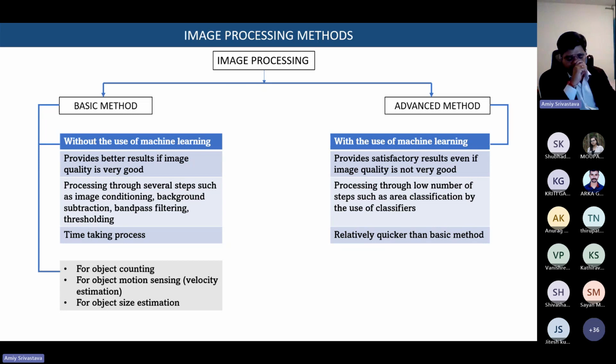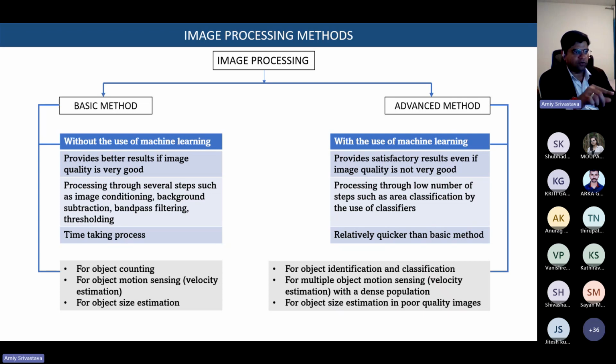But it needs computational power, and for that you have to buy a good quality desktop, or sometimes supercomputing may also be used. But it is less likely to be used for our purpose, for process metallurgy. For object identification and classification, this is the best method. It is also good for multiple object motion sensing with a dense population.